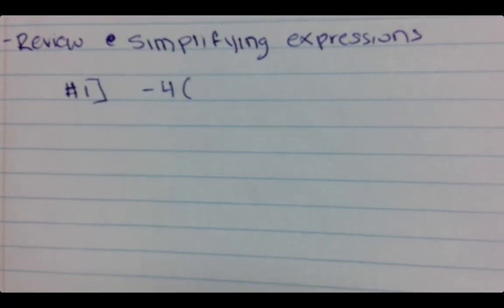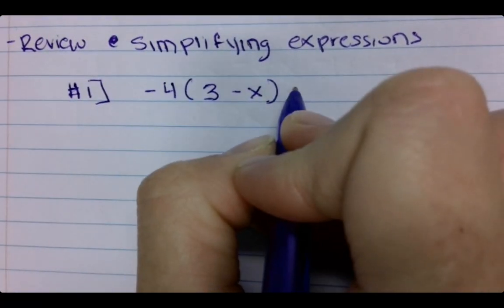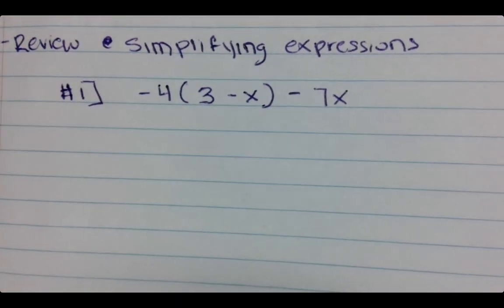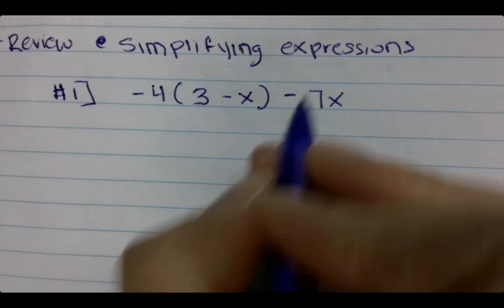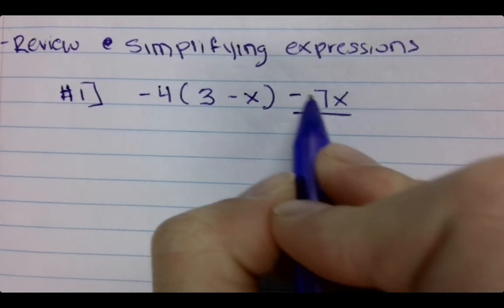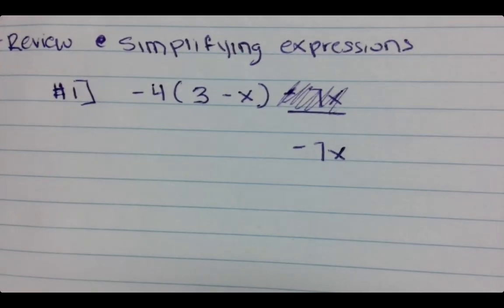So our first review is going to be -4(3 - x) - 7x. So again, -4(3 - x) - 7x. So we are going to bring down this very last term, and then we can just cross it out. It's not there anymore. Let's worry about our distributing.